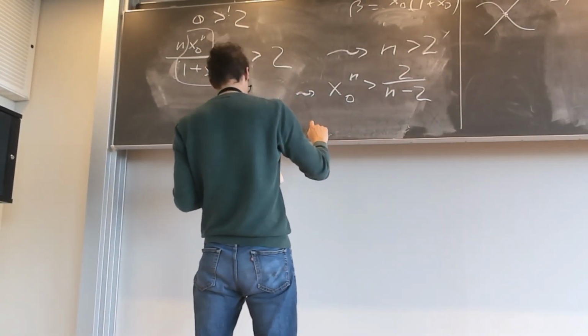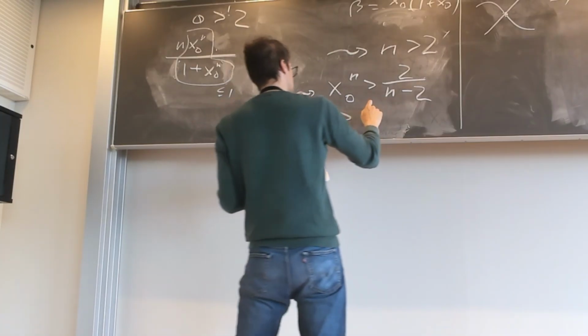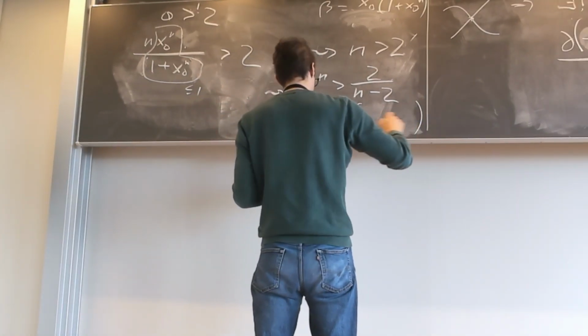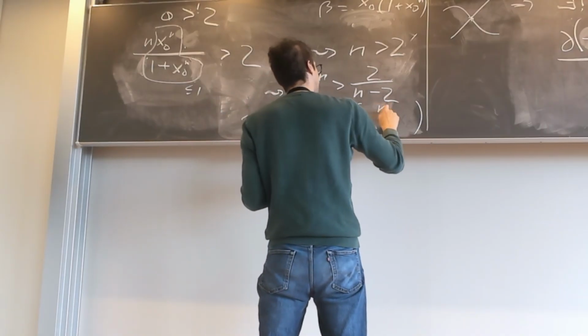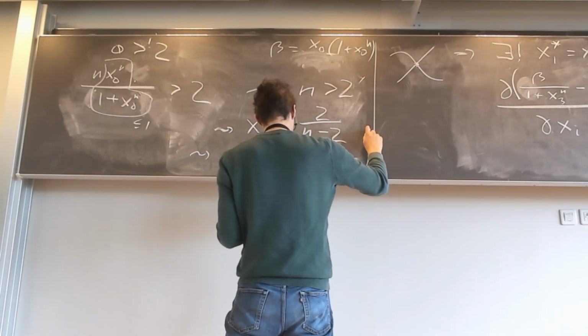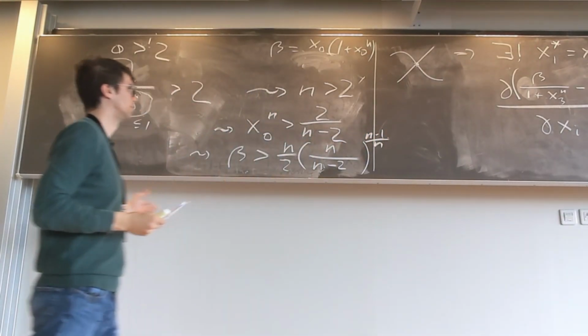And it also means that beta, now we can put back in beta, has to be bigger than n over 2. It's kind of an unwieldy term, but we'll explore it in a bit: n divided by n minus 2, to the power of n minus 1 over n. Okay.